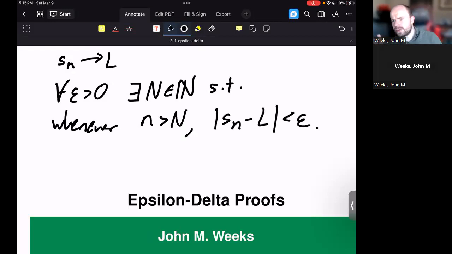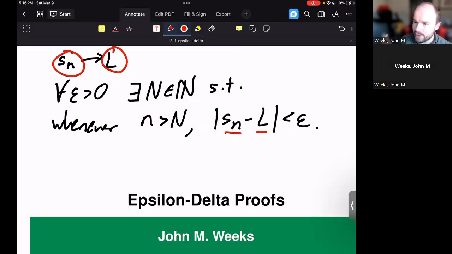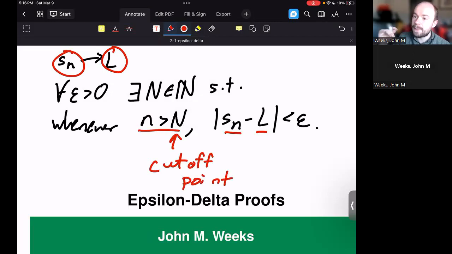Let's make sure that we understand the pieces that are floating around here. First, the epsilon is a y value window. It's saying, I want my sequence values to be close to this fixed point. L is a fixed point where S sub n is a sequence. We're saying that past the specific cutoff point, that cutoff point being N, we can think of this as a cutoff point in our sequence, anything past that cutoff point needs to be epsilon close to L. So we're saying this is epsilon close.